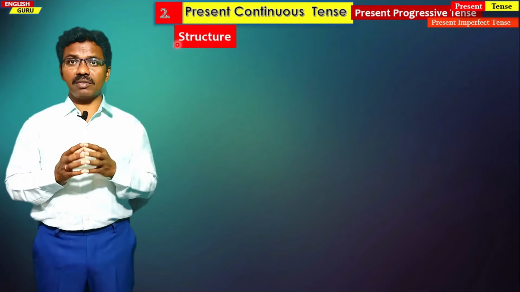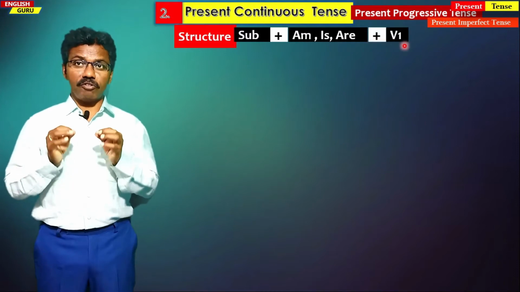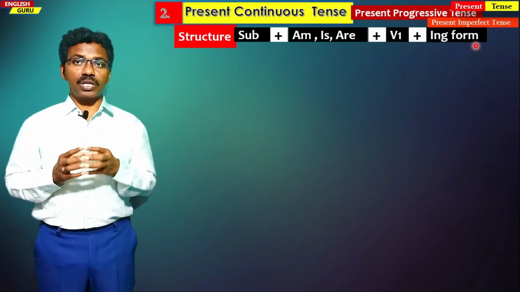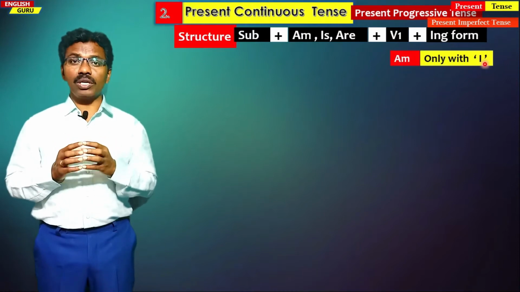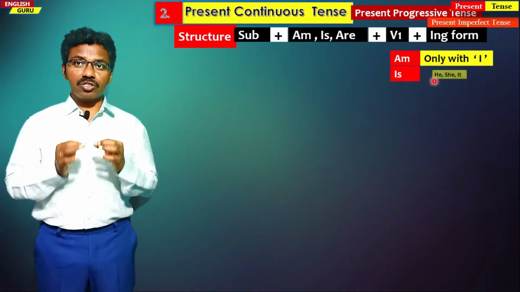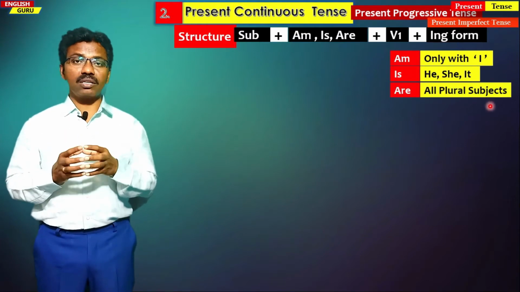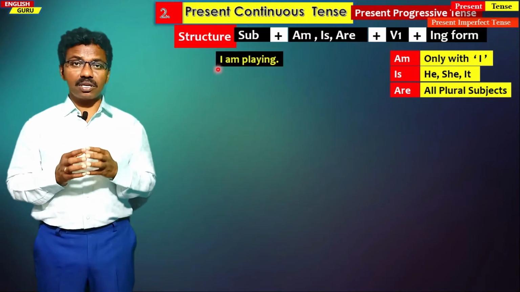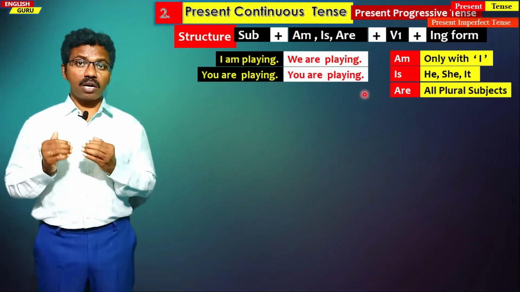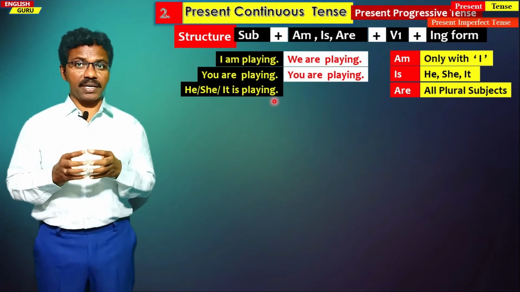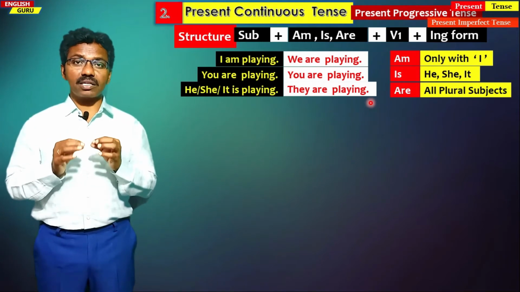And the structure of a sentence in present continuous tense is subject plus am, is, are plus verb 1 plus ing form. So here the helping verbs am, is, are are used, and am is used with only the first person singular I, is is used with third person singulars he, she, it, and are is used with all the plural subjects. For example, I am playing, we are playing, you are playing, he is playing, she is playing, they are playing. So this is the basic structure of a sentence in present continuous tense.